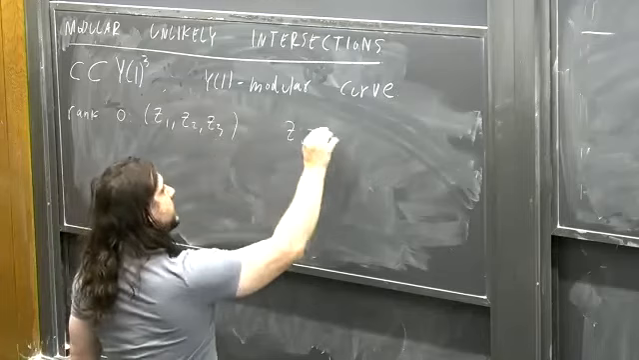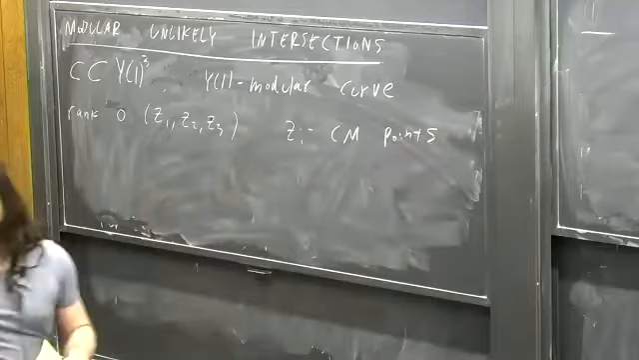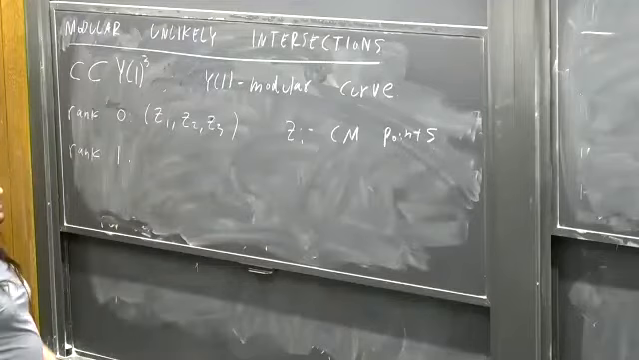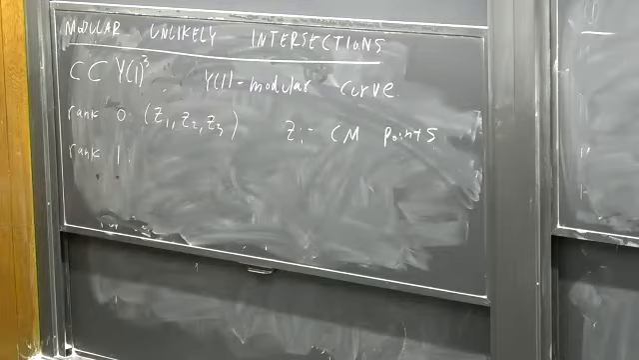Where the Z_i are all CM. And what about the rank 1 points? Those are the ones that will concern us the most. So remember, what does rank mean? It means you remove all CM points, and then you look at how many isogeny orbits you have. So in this case, we have 3 possibilities.